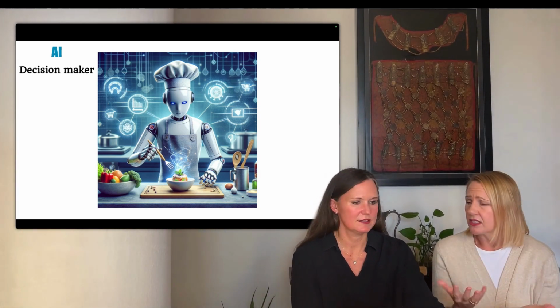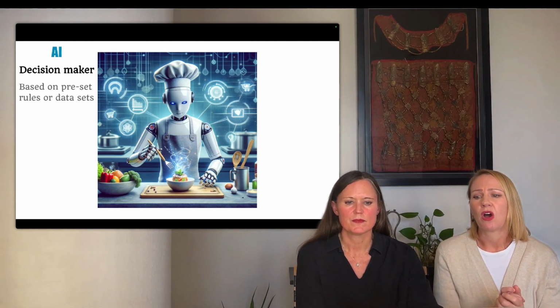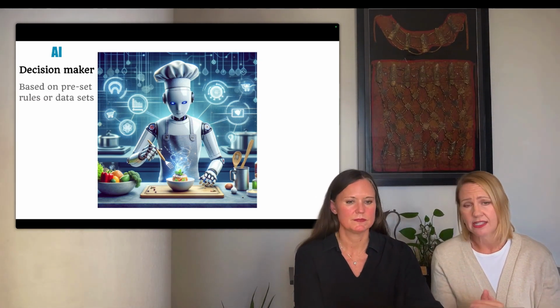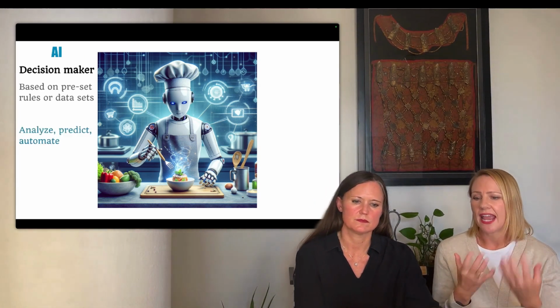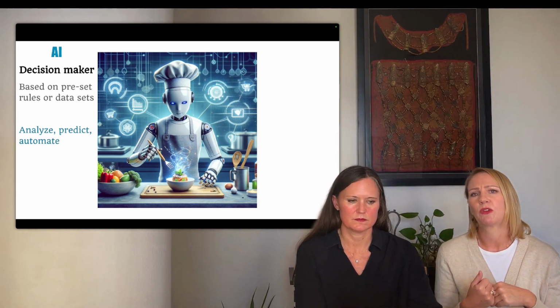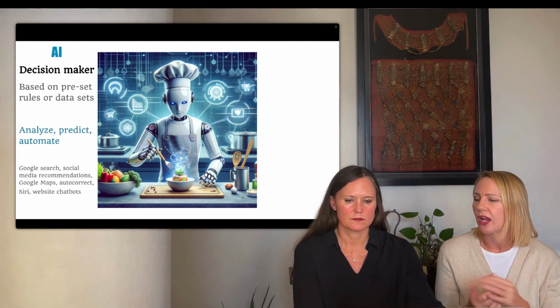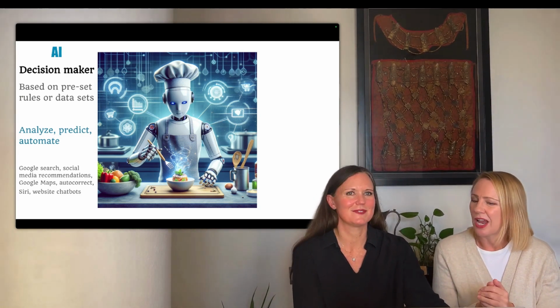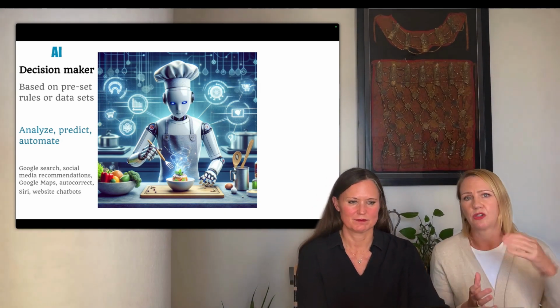That makes sense. That's like this old school AI we've been using for a while. It's a decision maker. It's based on preset rules or data sets. You feed it to the AI, and it can make predictions, it can analyze, it can automate, but it's not creating anything new. And that's things that we've been using for a while, like Google search, social media recommendations, Google Maps, autocorrect when you're typing messages, the chatbots. It's like a home chef using a recipe book.